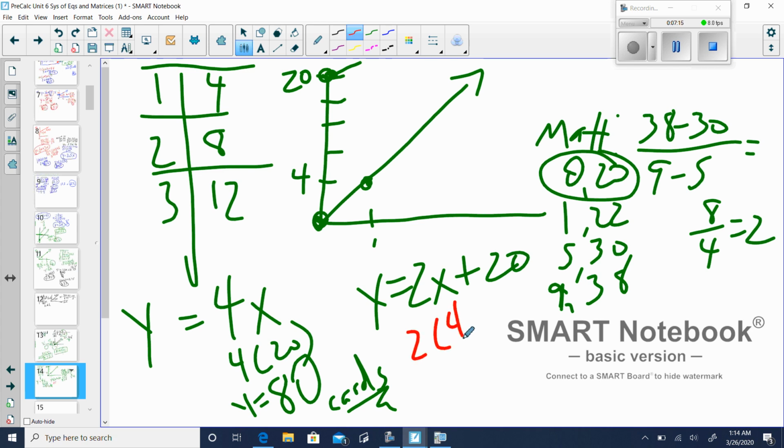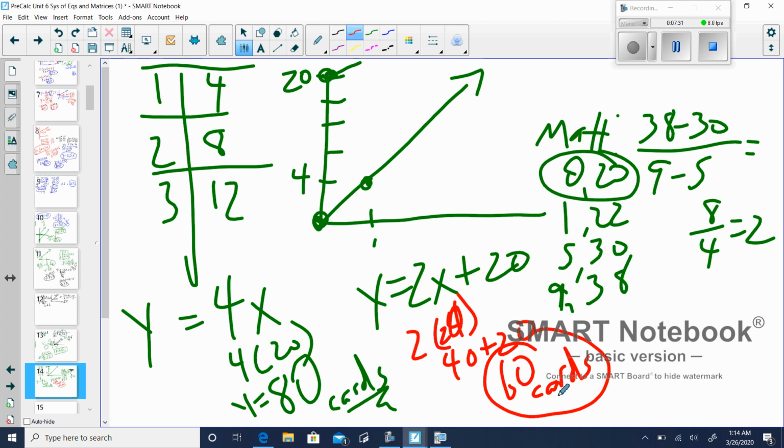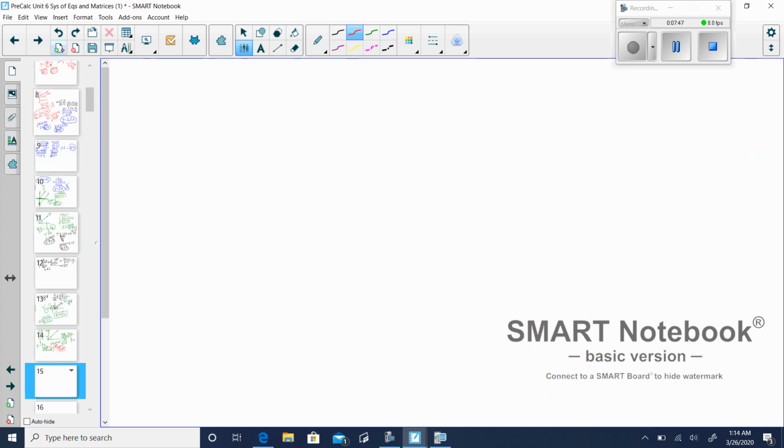And Matt, 2 times 20 is 40. 40 plus 20 is 60. So after 20 weeks, Seth is going to have more cards. When I say justify your response, you can use the work that you did to justify, because 80 is greater than 60. All right, last problem on this page is number 4.